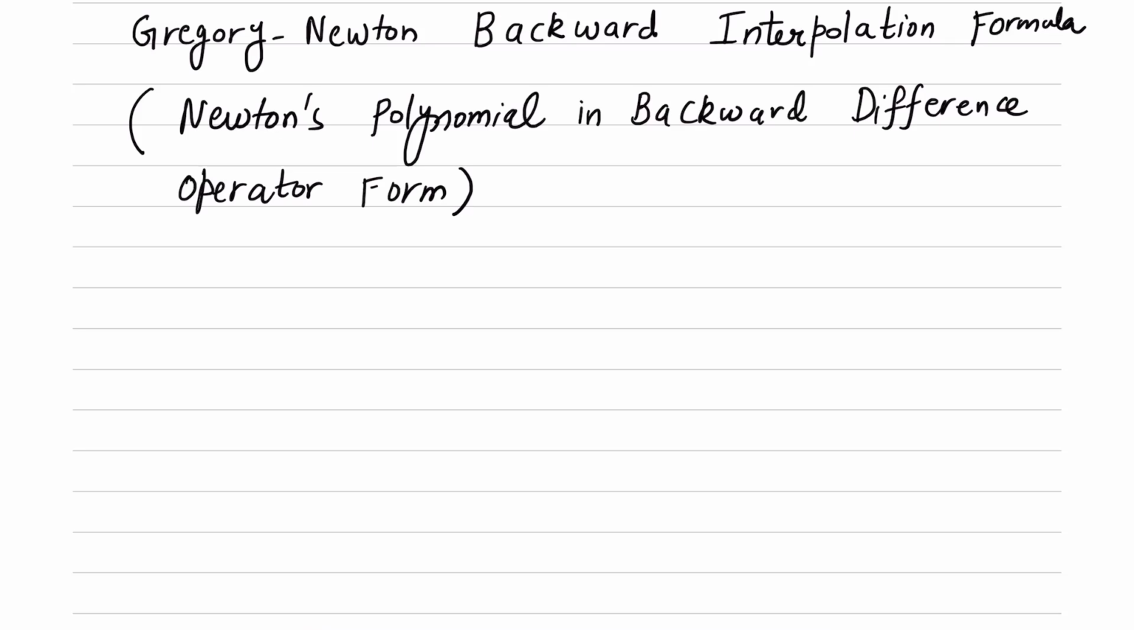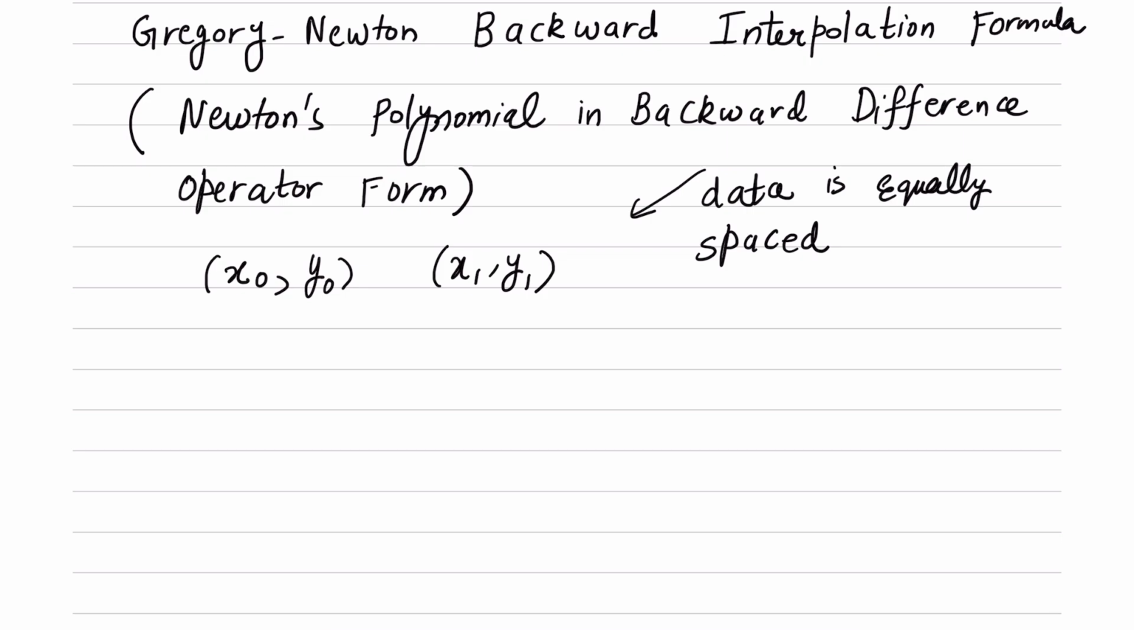In this video, we are going to talk about the Gregory-Newton backward interpolation formula, also called Newton's polynomial in backward difference operator form. We will start with only two data points, x0, y0 and x1, y1, which is equally spaced data. Just know that for Gregory-Newton backward and forward interpolation, that is Newton's polynomial in forward difference operator form and in backward difference operator form, we shall use equally spaced data.